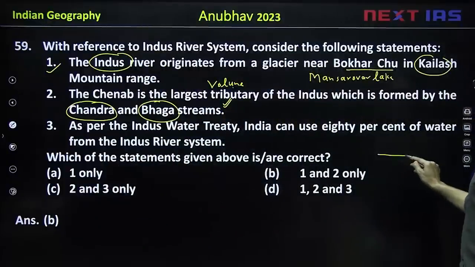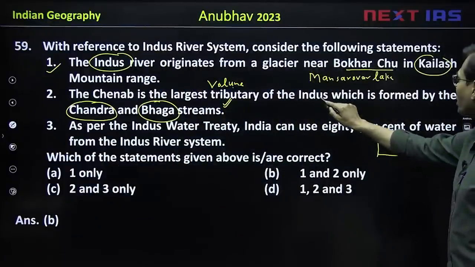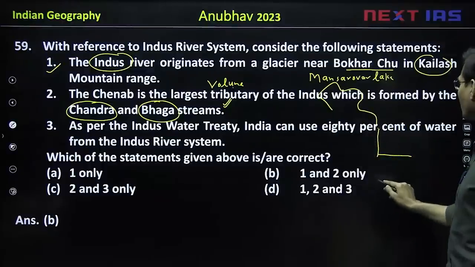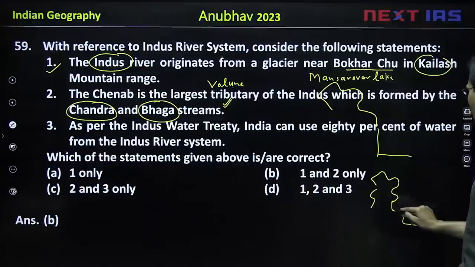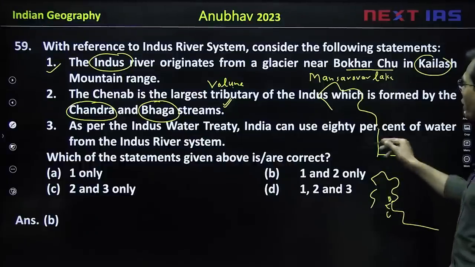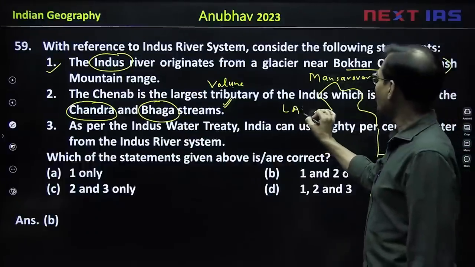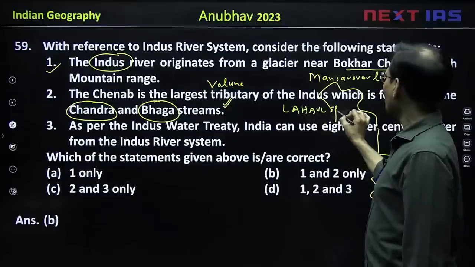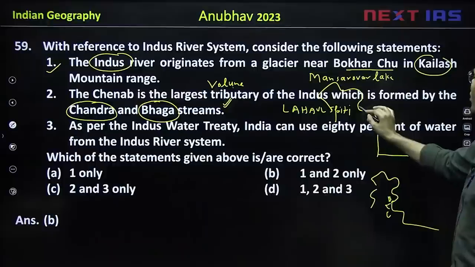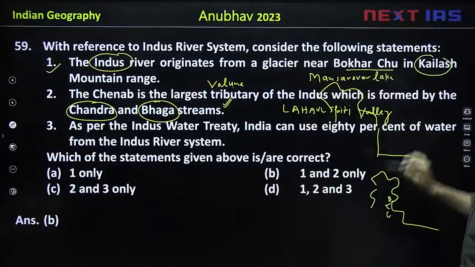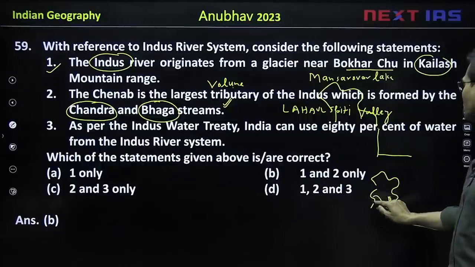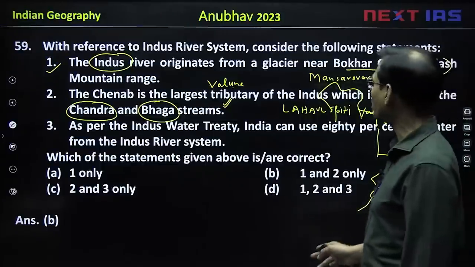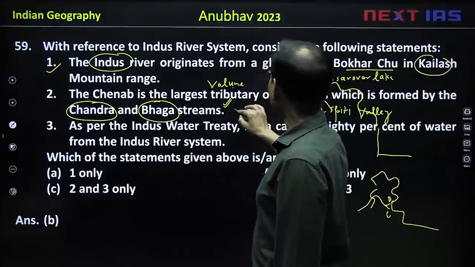Suppose this is Jammu Kashmir, and this side is Himachal Pradesh. One river, the Bhaga River, comes, and one river, the Chandra River, comes. Bhaga and Chandra both join in the Lahul Spiti Valley, north of Rohtang, a famous valley where the Atal Tunnel is also there. From Lahul Spiti Valley, Chandra and Bhaga join and it becomes the Chenab River. Chenab then goes to Jammu Kashmir, then to Pakistan. So that is also a correct statement.